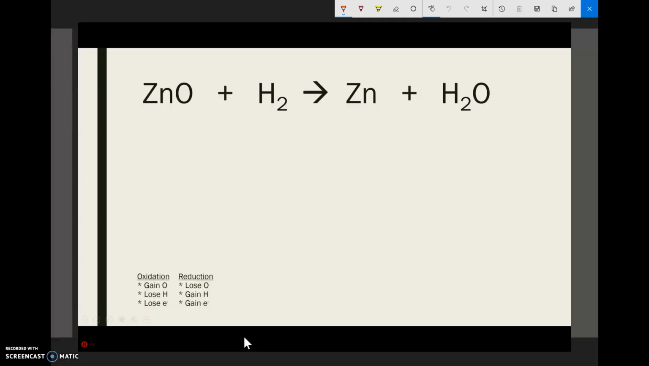Remember, we have the three viewpoints. We're looking at oxygen, hydrogen, and electrons. So in the first reactant, we have zinc and oxygen. Over here, we're going to compare it with the zinc because we want to compare zinc and then look at what's happening with either the oxygen, the hydrogen, or electrons. So here we have oxygen. On this side, we don't have oxygen, so we can say lost oxygen. Lost oxygen is reduction.